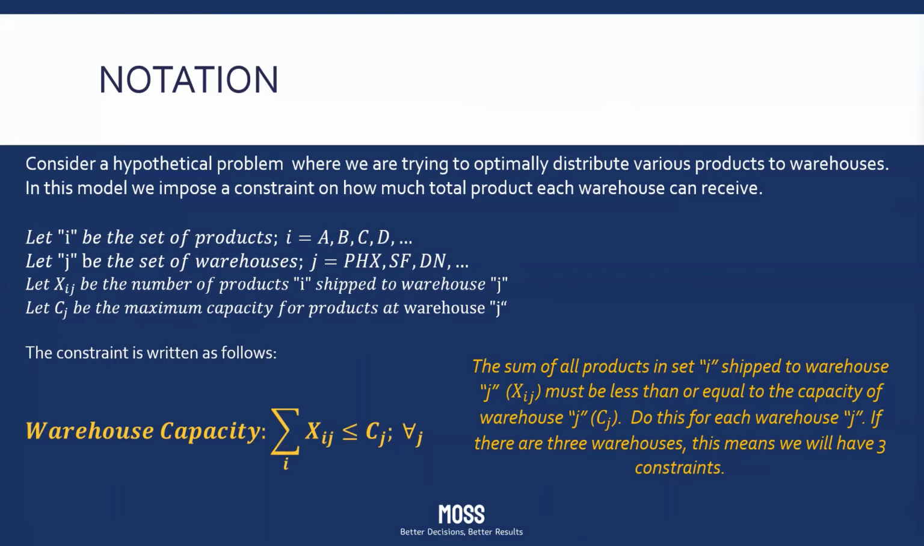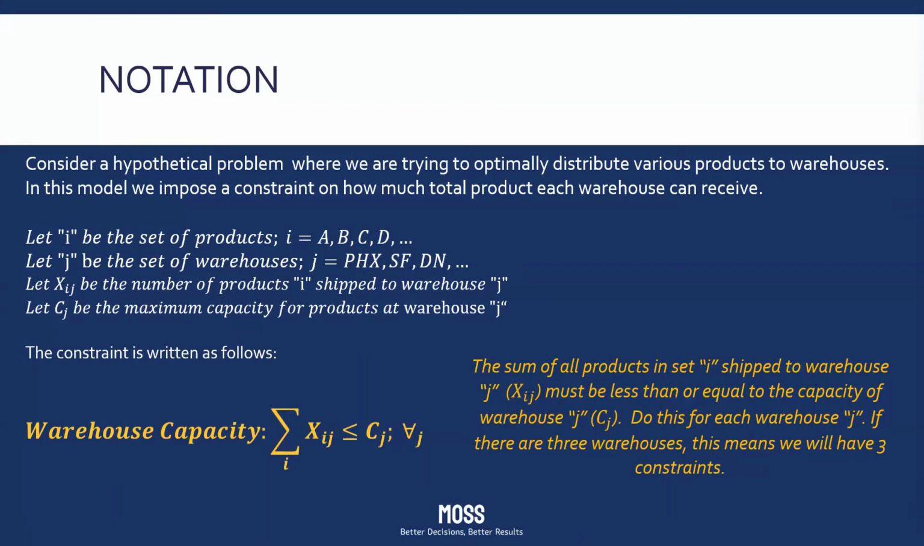So if we wanted to write each constraint out, we could do that. But if we wanted to use mathematical notation to write this succinctly, we could do it as follows. We could say we have a warehouse capacity constraint, and we'll define that as sigma sub I of X sub IJ has to be less than or equal to C sub J. So that means for each product I going to warehouse J, the sum of all of those has to be less than or equal to the capacity of warehouse J. And this constraint has to be done for each warehouse, which is why we have at the end here the for all J. So we would basically replicate this constraint for each of the different warehouses.